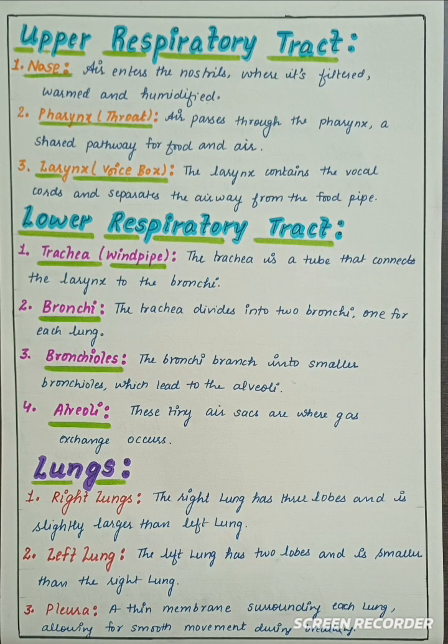First, the upper respiratory tract, in which three parts are involved: nose, pharynx and larynx. What is the function of the nose? The air enters the nostril, where the air is filtered and transferred to the next organ. Now the air passes through the pharynx, a shared pathway for food and air. What is the pharynx? It is a path from where food and air enter our body.